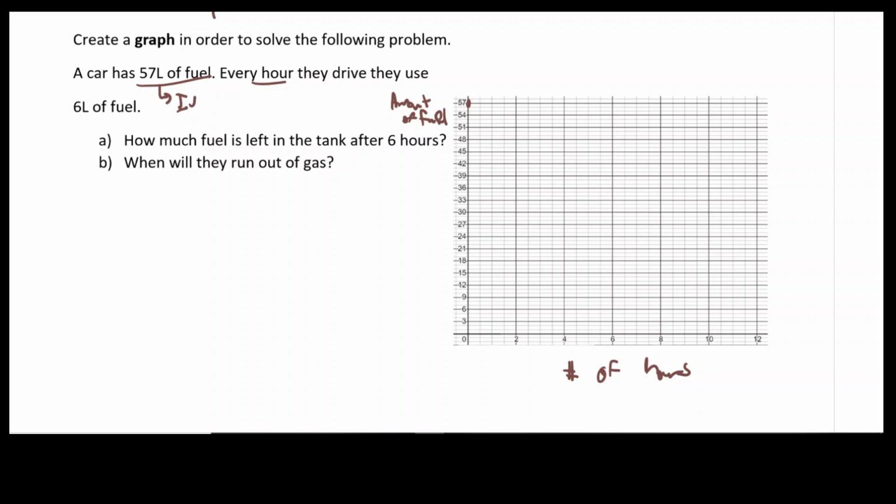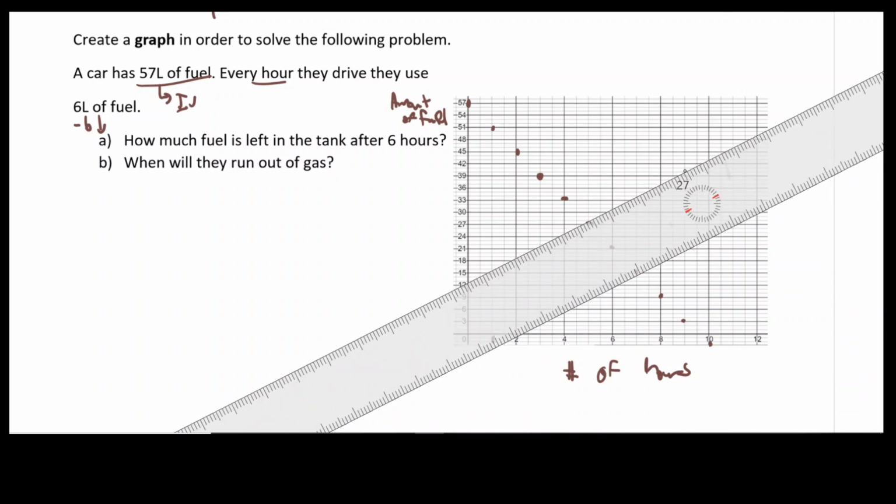And then every hour that they drive, they use 6. So we're going to go down 6. So our rate of change will be -6. So just pay attention to your scale. So 1 hour is here on the graph, and we're going down 6, so down to 51. And then another hour, down 6, down to 45, down 6, down 6. So again, just paying attention to the numbers on the scale. The grid was already set up for us nicely. And then that one would hit below there if I'm following that pattern.